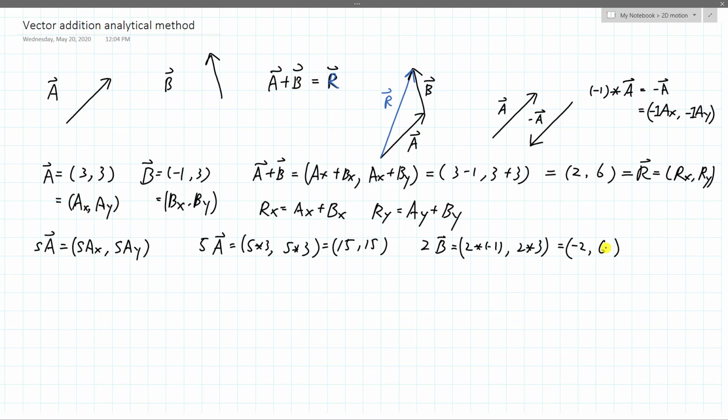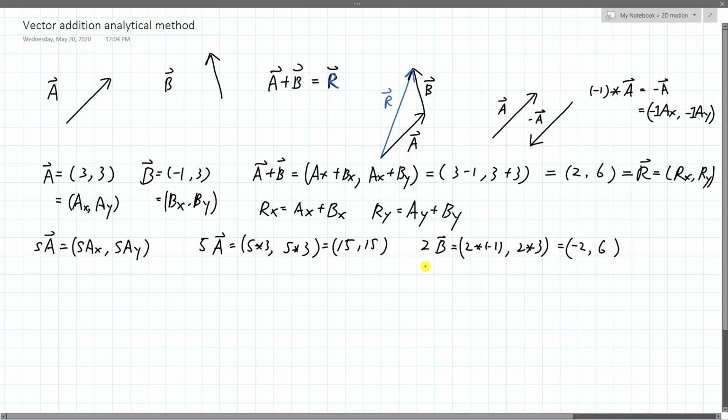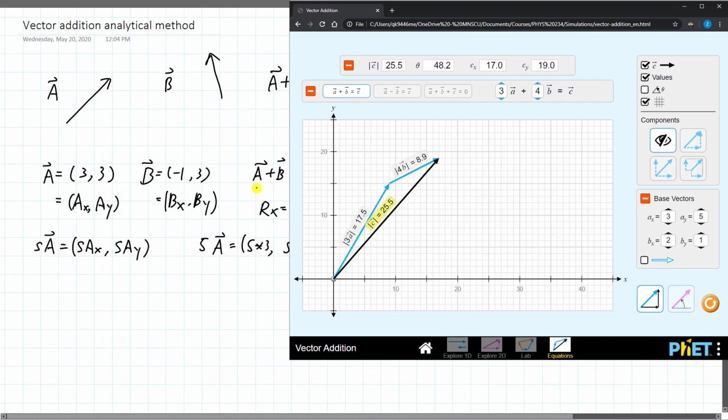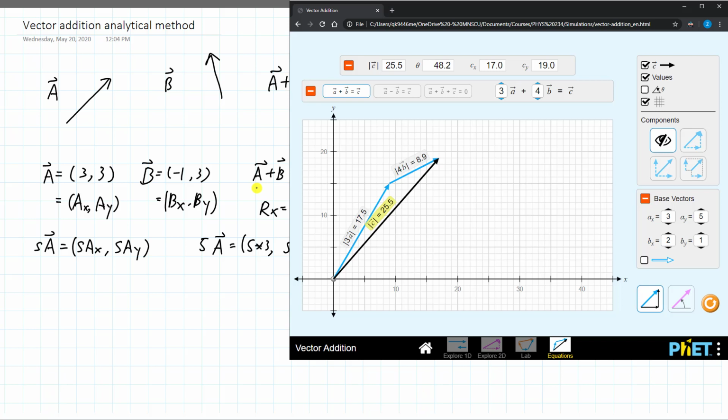And we can add these together, the multiplication, scalar with vector, and also addition, vector with vector, right? So I can come up with some more complicated examples. So let's take a look. I have the simulator here. So let's go to this one here.